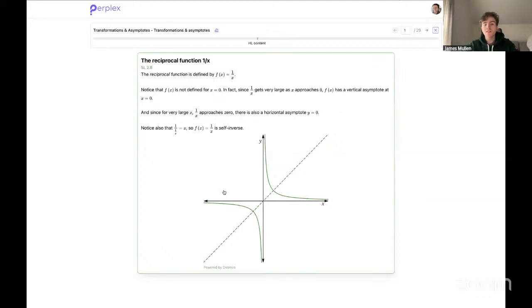Similarly, I have a horizontal asymptote at y is equal to 0 because as x gets very large, 1 divided by a very large number will get smaller and smaller, but it will never be 0. 1 divided by something can never be 0.